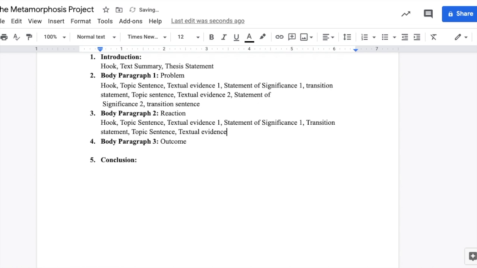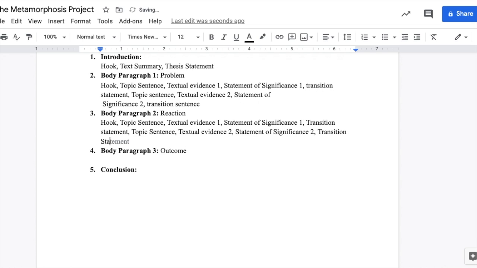Then again, a topic sentence for the next argument, and then your other piece of textual evidence. I'd label them textual evidence one and two, and then statement of significance number two, once again, to discuss the figurative element, not the literal element. And then another transition statement just to wrap it up, to make sure the flow is nice.